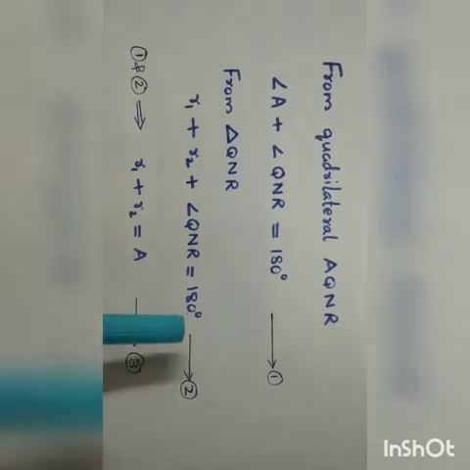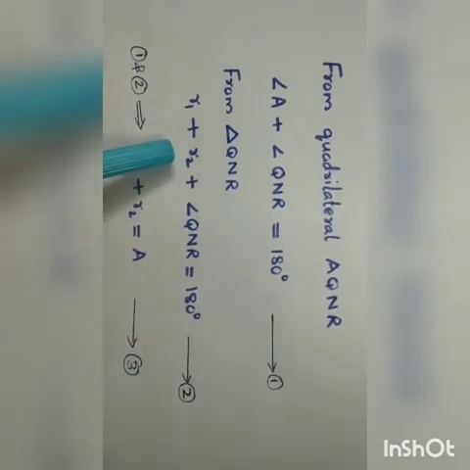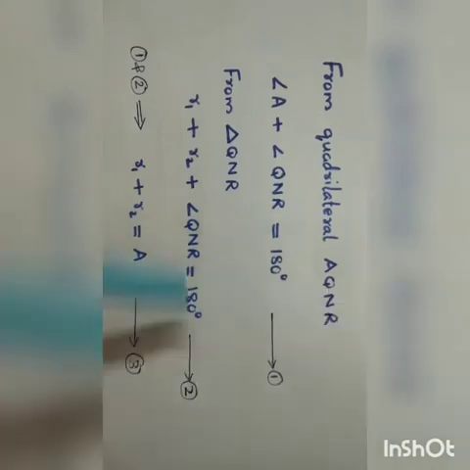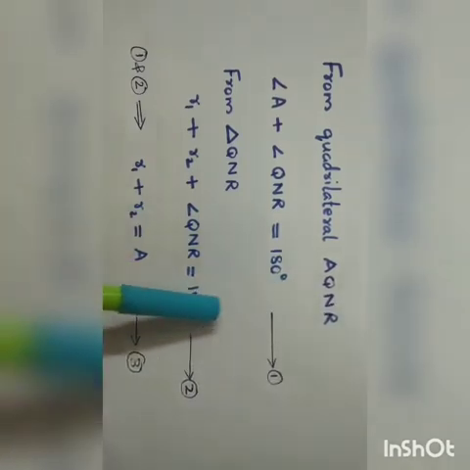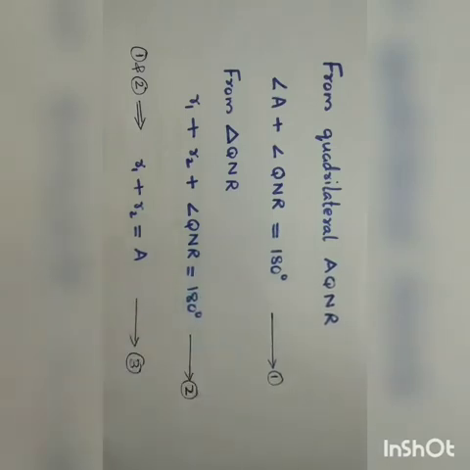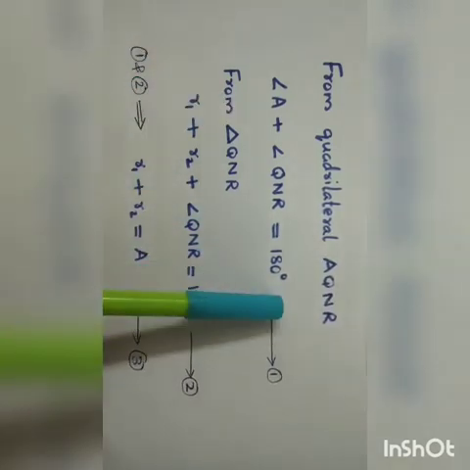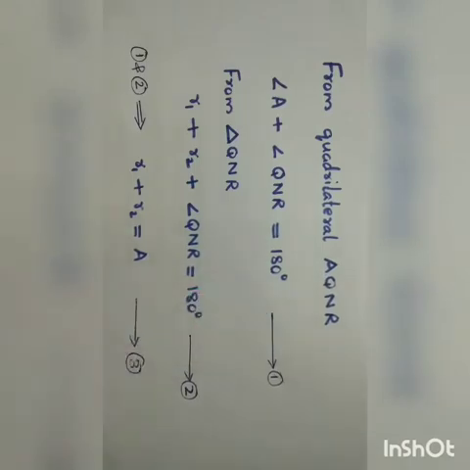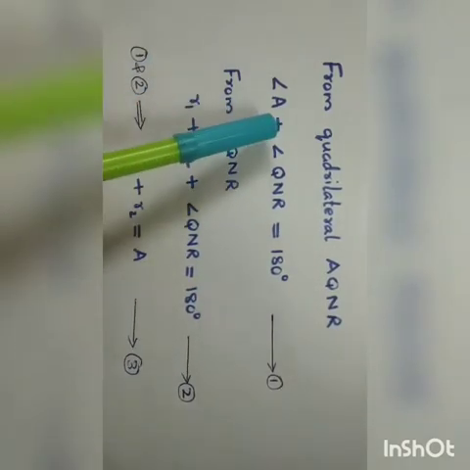From equation 2, R1 plus R2 is equal to 180 minus angle QNR. So we get that the right sides are equal for equations 1 and 2. So what about the left sides? If the right sides of an equation are equal, we can equate the left sides.